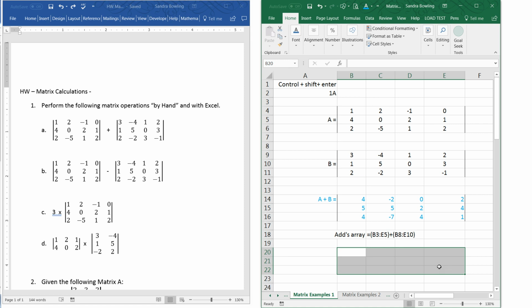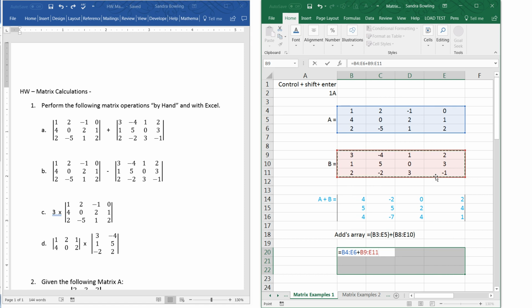I've already got the solution here, but I'm going to show you how I did it. I have to highlight the number of cells that I need for the array. Since it's a 3 by 4 adding to a 3 by 4, the result is going to be a 3 by 4 array or matrix. So you're going to start off with an equal sign. Make sure you have everything highlighted. And then you're going to highlight the arrays. This one plus this array.